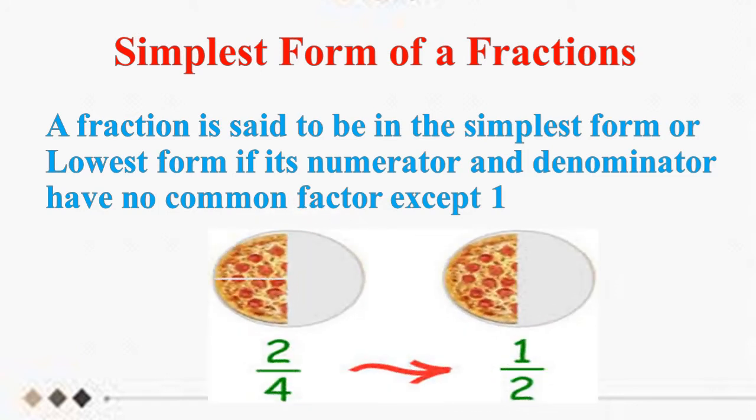Now look at this picture. It is given 2 by 4, and that represents 1 by 2, isn't it? Yes, the common factor of 2 and 4 is 2. When you divide the numerator and the denominator by 2, we get 1 by 2. Here 1 and 2 have only one common factor, that is 1. So except 1 we don't have any common factor. So we can say that 1 by 2 is the simplest form of 2 by 4.